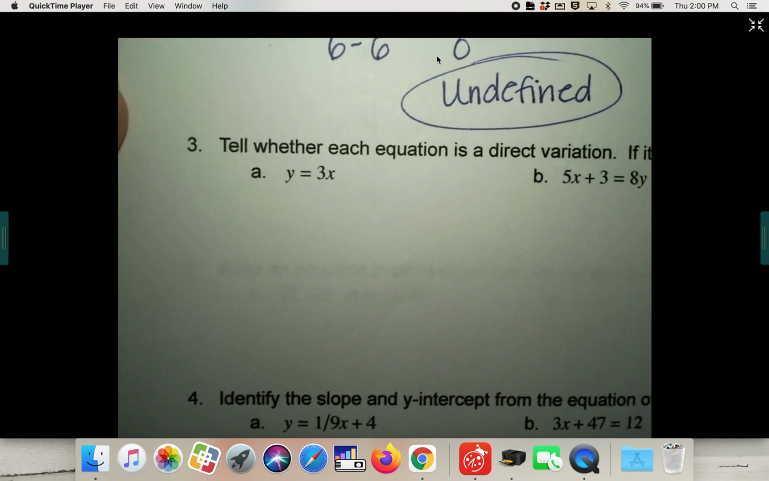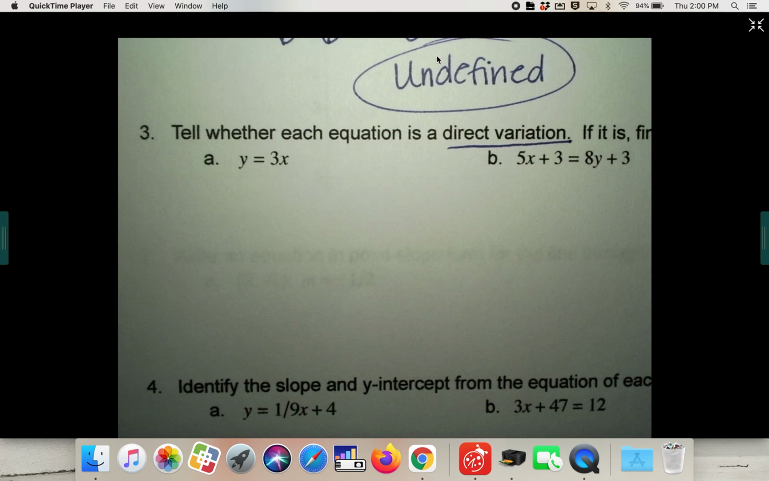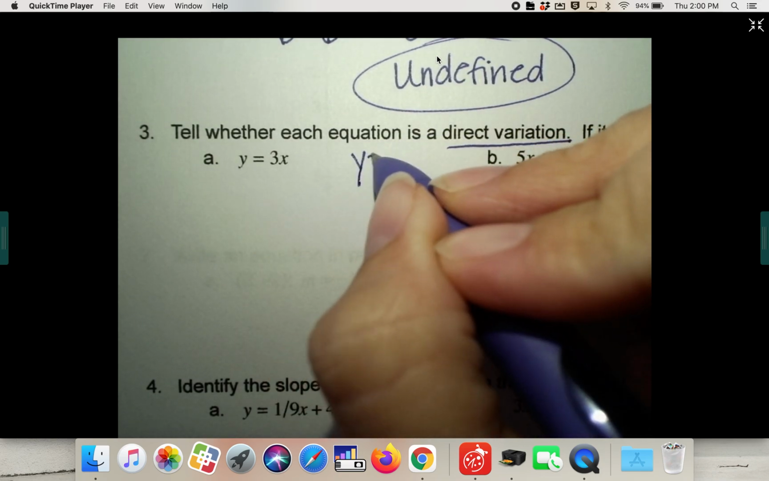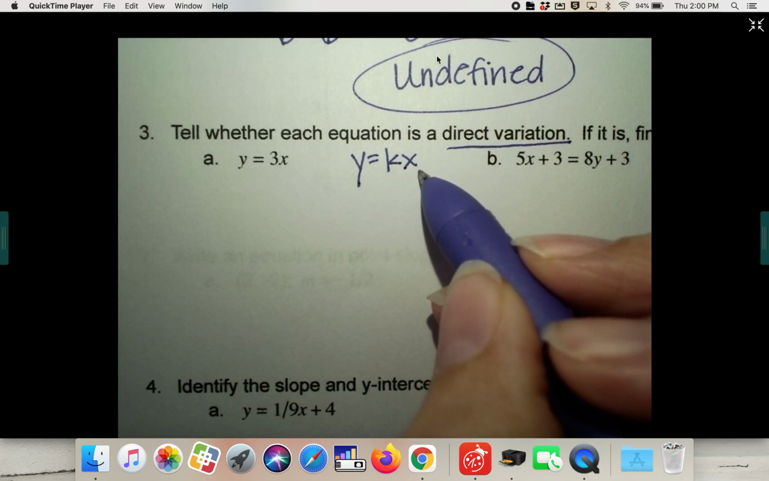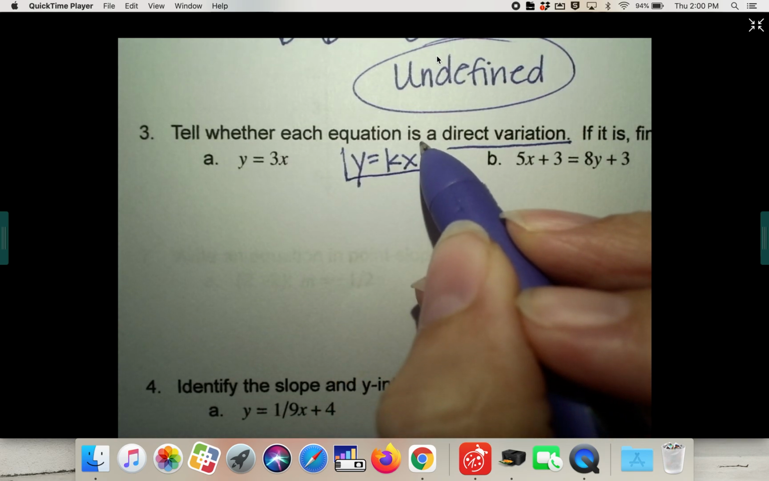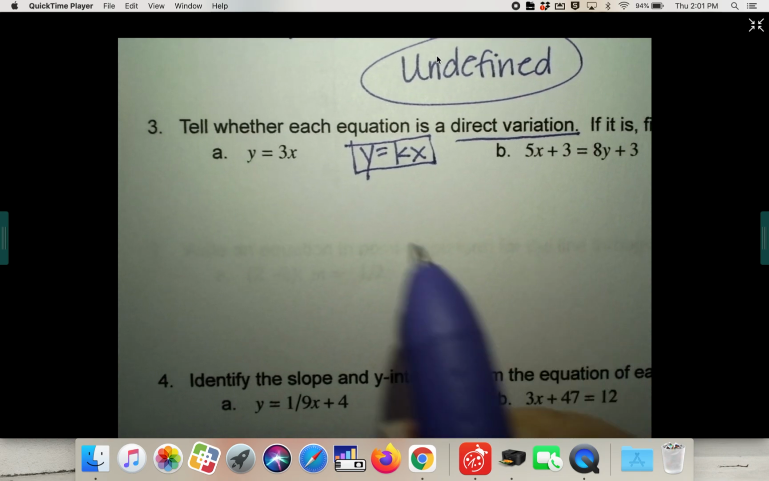All right, number 3, tell whether each equation is direct variation. Okay, so real quick review. Direct variation is that equation where it's y equals kx. It's not y equals kx plus 7 or y equals kx minus 12 or anything. It's just a y equals and a slope and the x, and that's it. So let's check and see.